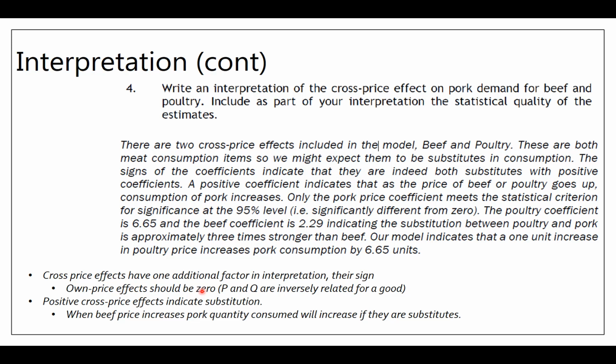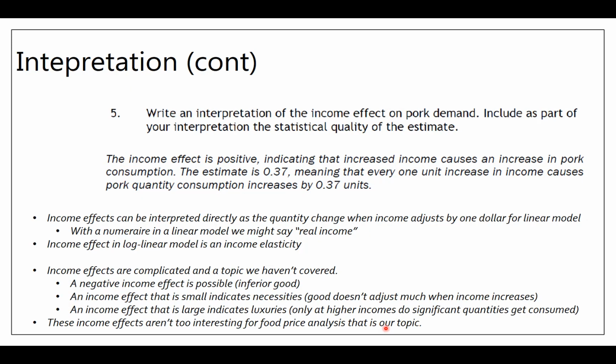We really have only focused on the positive effect because we've been looking at a small subset of food goods. But when the beef price increases, if pork quantity consumed goes up, it's because they're substitutes. It's because beef gets more expensive relative to pork, so I shift consumption away from beef towards pork. That's the story we told early in the semester. It's a substitution relationship, and that's typically what we're looking for. But if you see a negative one, it's indicative of complementarity.